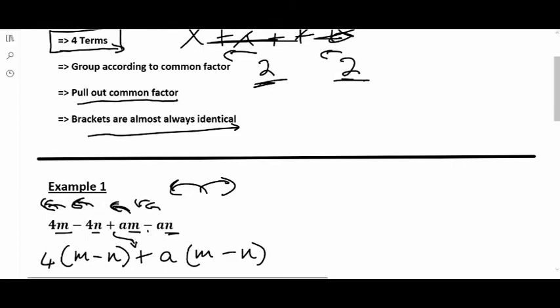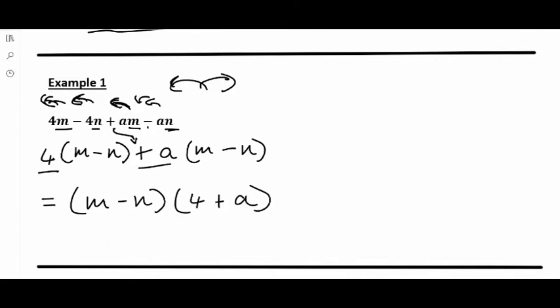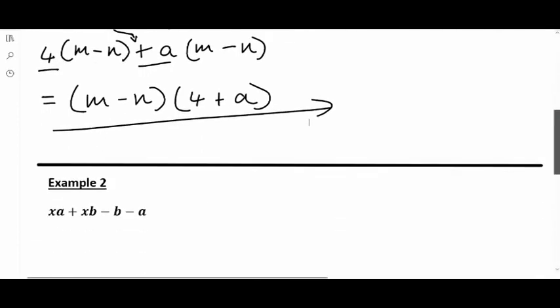Look at this, now this is the important part. We have two sets of brackets: m minus n, m minus n. Once you see that, you know your job's done. One more step of working out: pull out that set of common brackets and put everything else into the rest of the brackets. Put the 4 and the plus a into the second set of brackets, and there's your answer. As easy as that. Not the best explanation on my part, but hopefully you understood that.